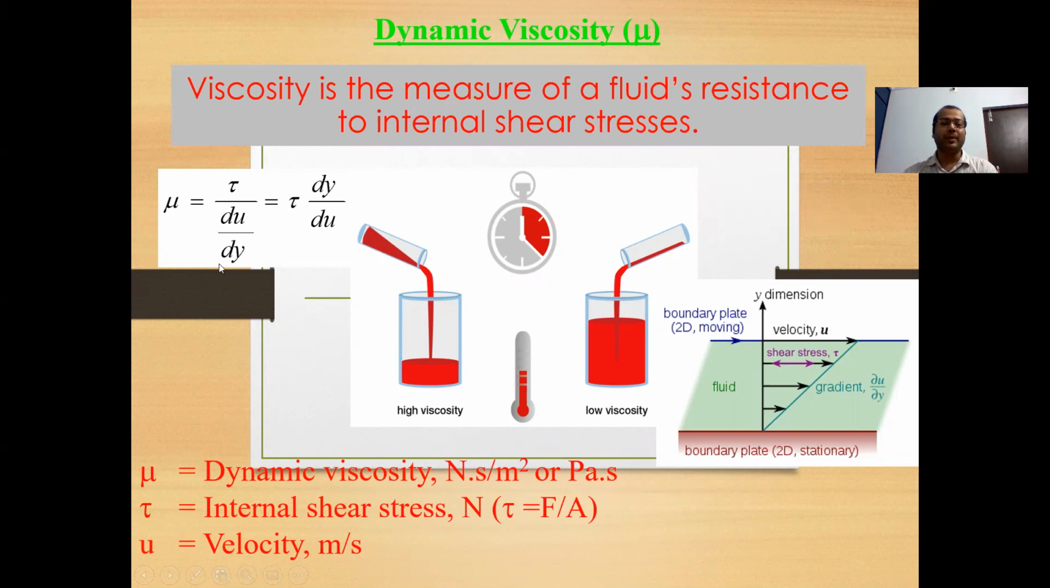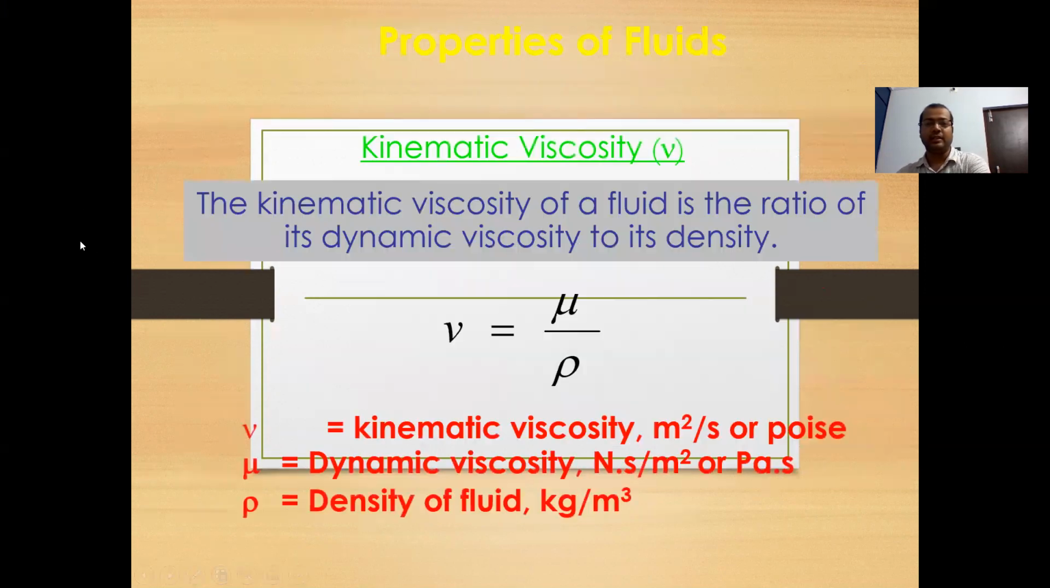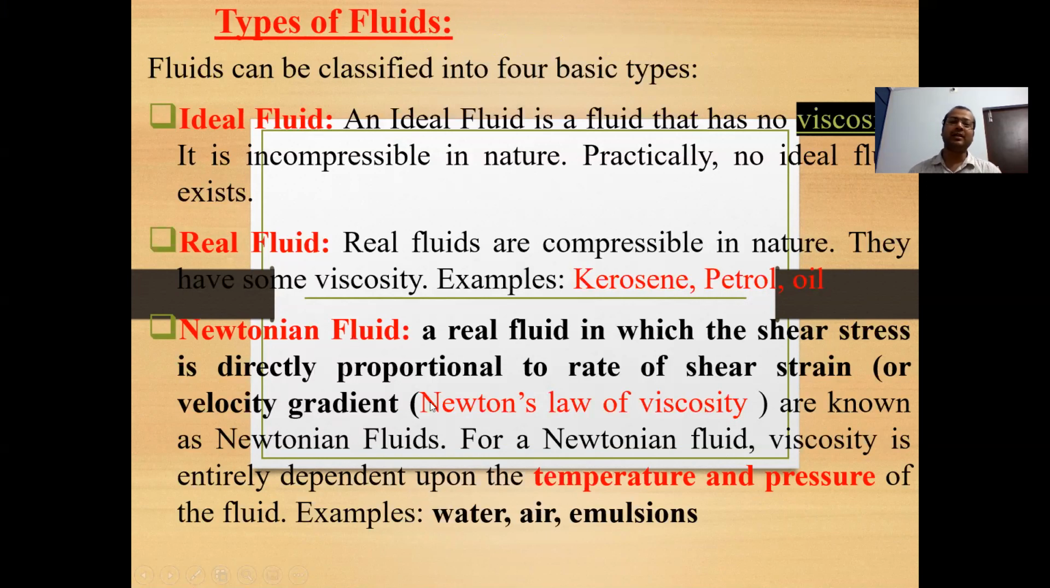If any fluid obeys Newton's law of viscosity, we call it a Newtonian fluid, otherwise a non-Newtonian fluid. A real fluid in which the shear stress is directly proportional to the rate of shear strain or velocity gradient, du by dy, obeys Newton's law of viscosity and is known as a Newtonian fluid. For a Newtonian fluid, viscosity is entirely dependent upon the temperature and pressure of the fluid. Examples are water, air, emulsion.